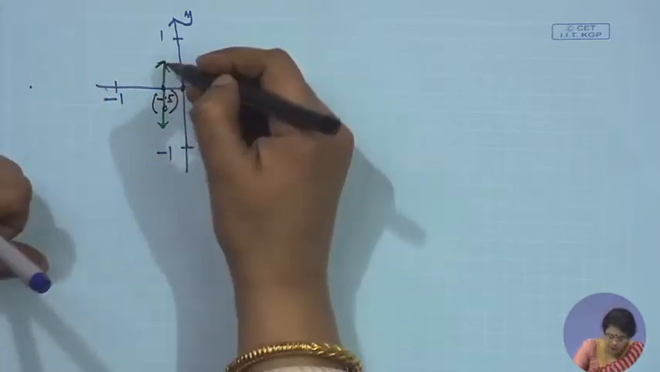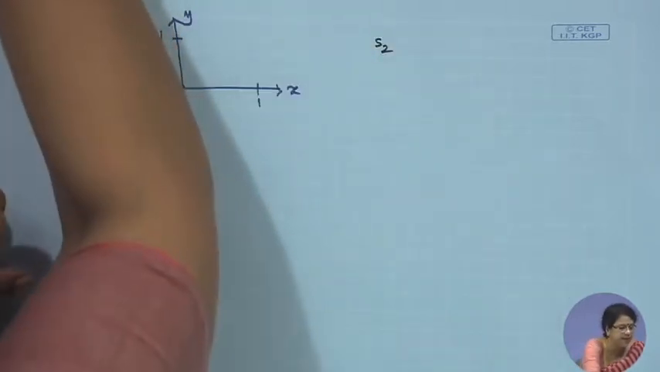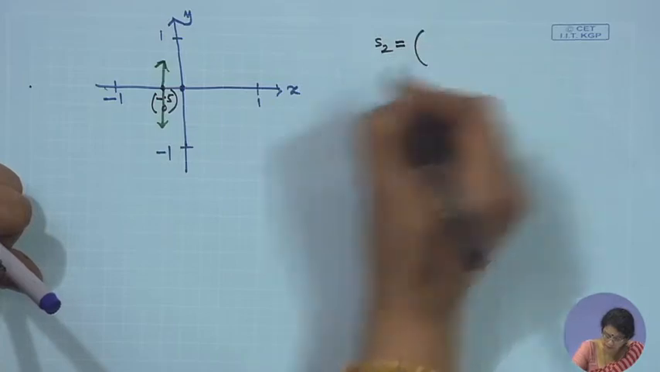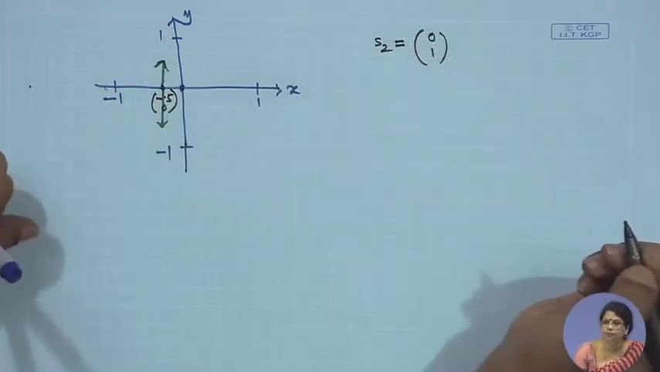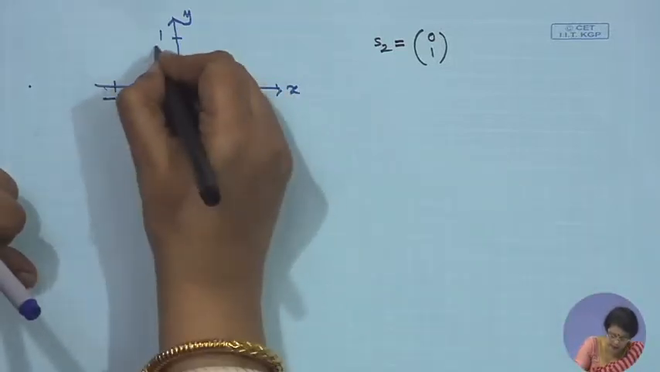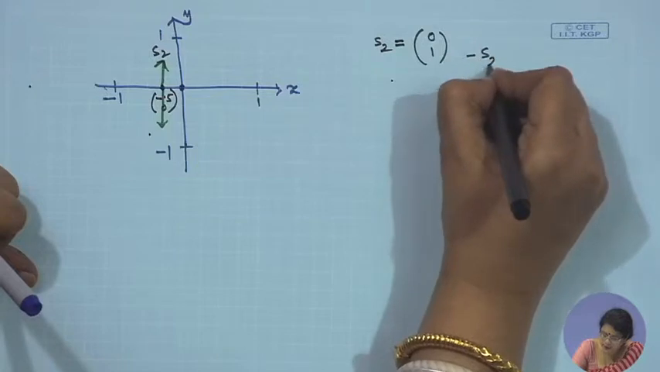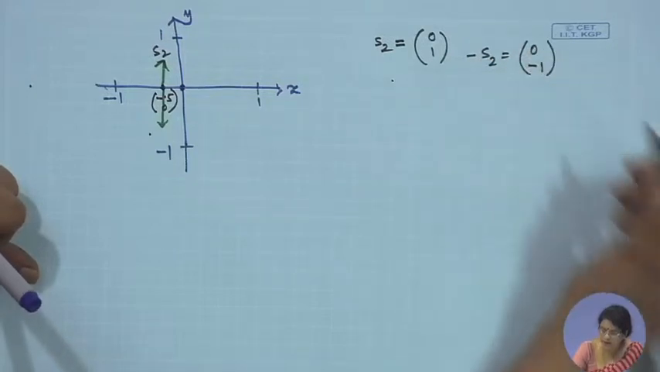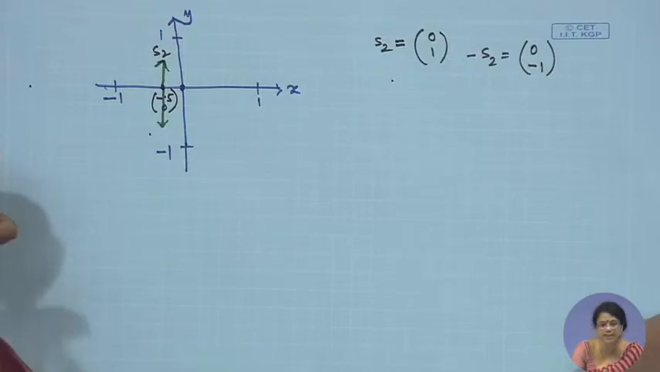If I move this way, what is my search direction? My search direction would be 0, 1. This is the S2, and if I move the reverse way, then it would be 0, minus 1. Let me see again whether the functional value is increasing or decreasing.